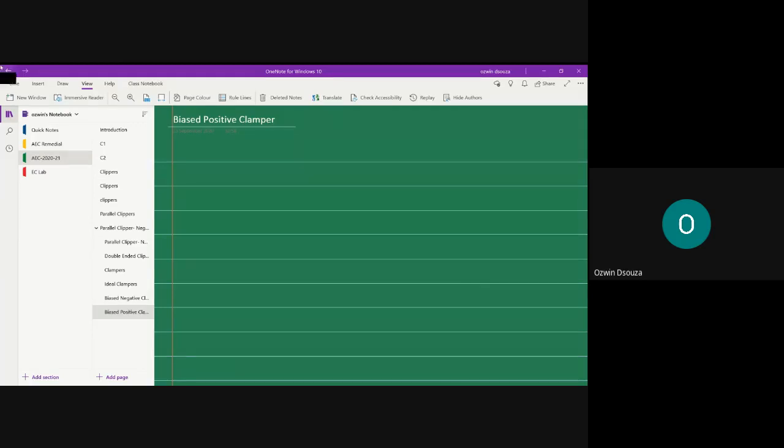So this biased positive clamper works on the complementary logic. What you have to do is just invert the diode connection. That's all. If you invert the diode connection, what you get is a positive clamper. So first let us look at the circuit.